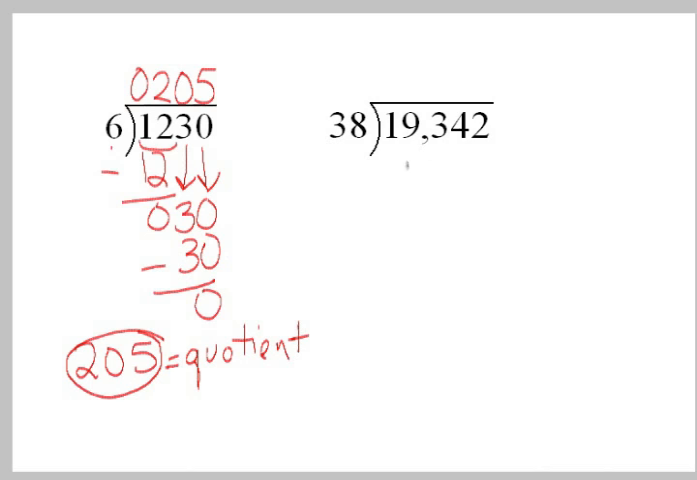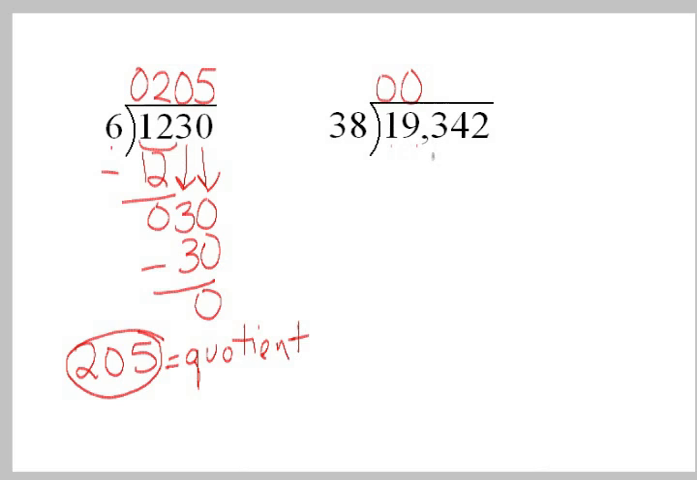Let's take another example. Here we have 19,342 divided by 38. We're dividing by a number that has 2 digits, so we may need to do a little bit of estimation in our heads or on paper in order to figure out the answer. So we'll go step by step. 38 doesn't go into 1. Next digit over. How many times does 38 go into 19? It doesn't. Then we want to know how many times does 38 go into 193?